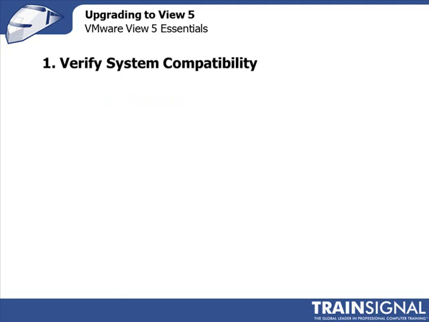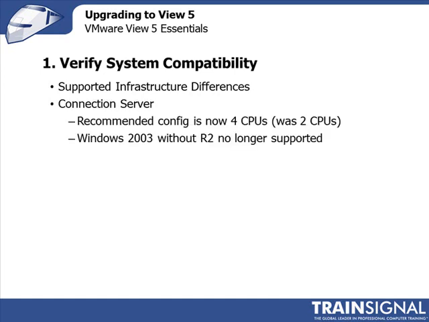So verifying version compatibility. First, know the supported infrastructure differences that we covered earlier in this lesson for compatibility amongst different versions of Vue components. The connection server itself went from a recommendation of 2 CPUs to 4 CPUs. The requirement is still only a single CPU though. With 5.0, Windows 2003 is no longer a supported platform unless you're running the R2 version. Otherwise, all the other requirements are the same between 4.6 and 5.0 versions of Vue.